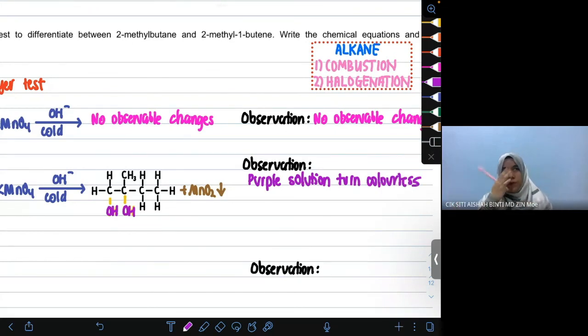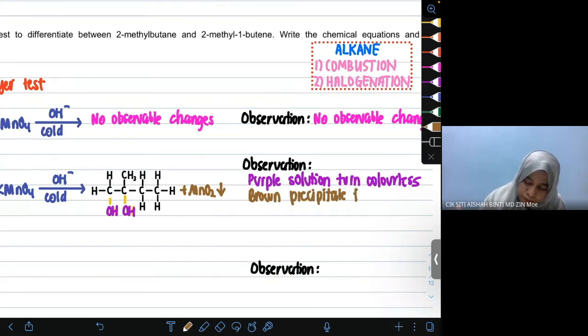Besides that, at the bottom of our test tube, we will form a brown precipitate. Brown precipitate forms. Okay. So that is actually the solution.